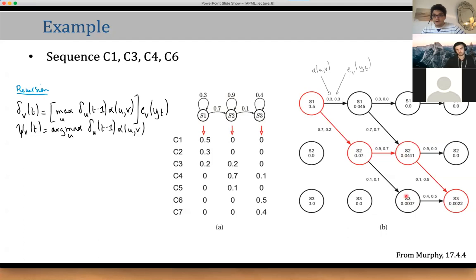So you see here the probability before was much lower, so we came from here, we came from here, and here we came from here. And so we backtrack. Once we arrive at the end, we backtrack the set of states which allowed us to attain this maximum value. Okay, and so we see that the hidden state sequence is S1, S2, S2, S3.